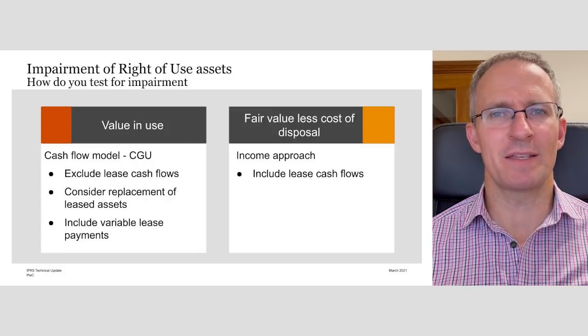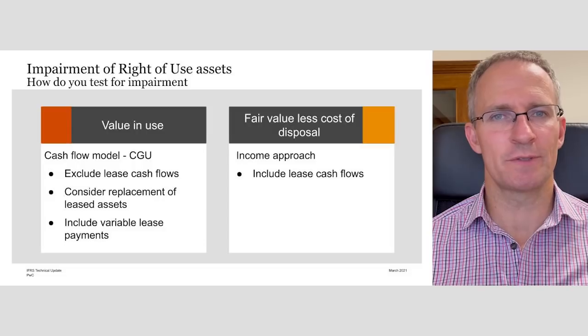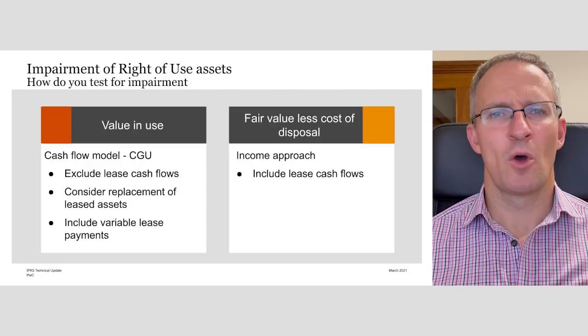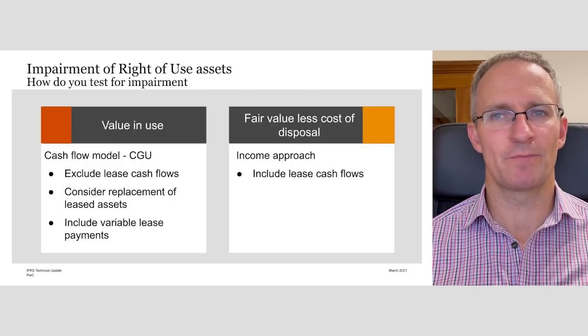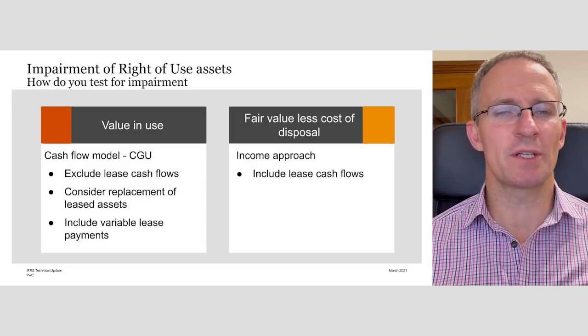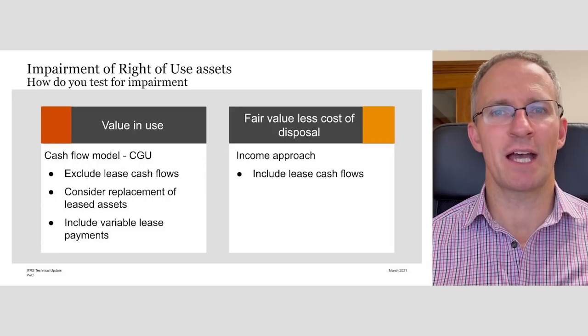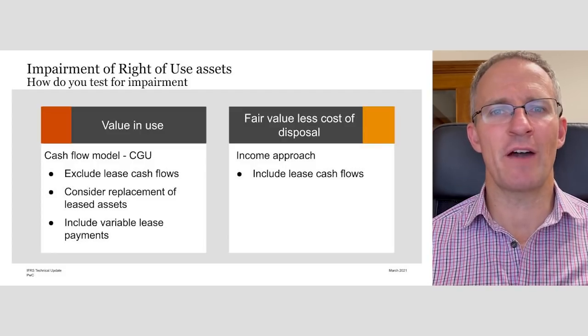IAS 36 compares the carrying value of the asset or the CGU against the higher of the value in use and the fair value less cost of disposal for the CGU. While the right of use assets are included in a CGU when testing value in use, the related lease liabilities should be excluded because these are a form of financing and all financing cash flows are explicitly excluded from a value in use test. It is likely for a fair value test that the lease liability would be included in the net assets of the CGU.